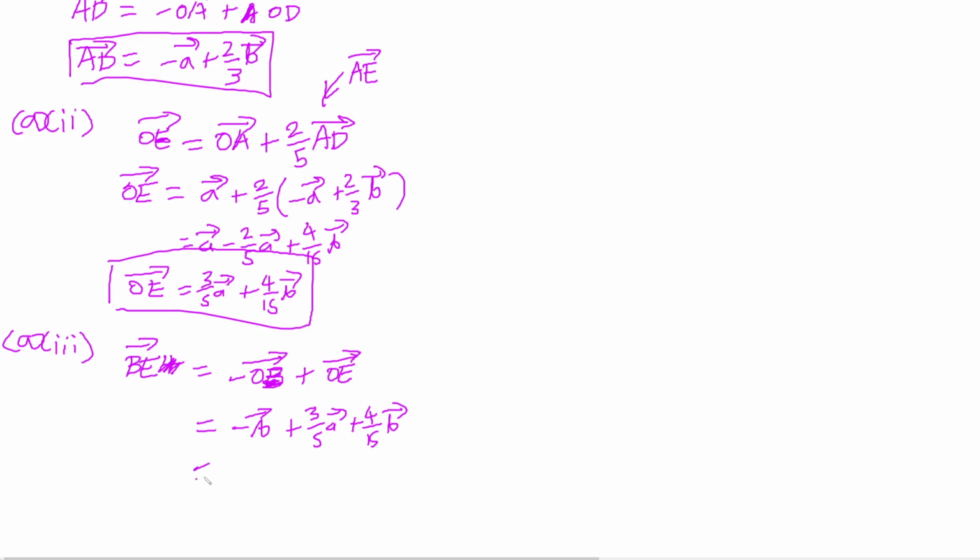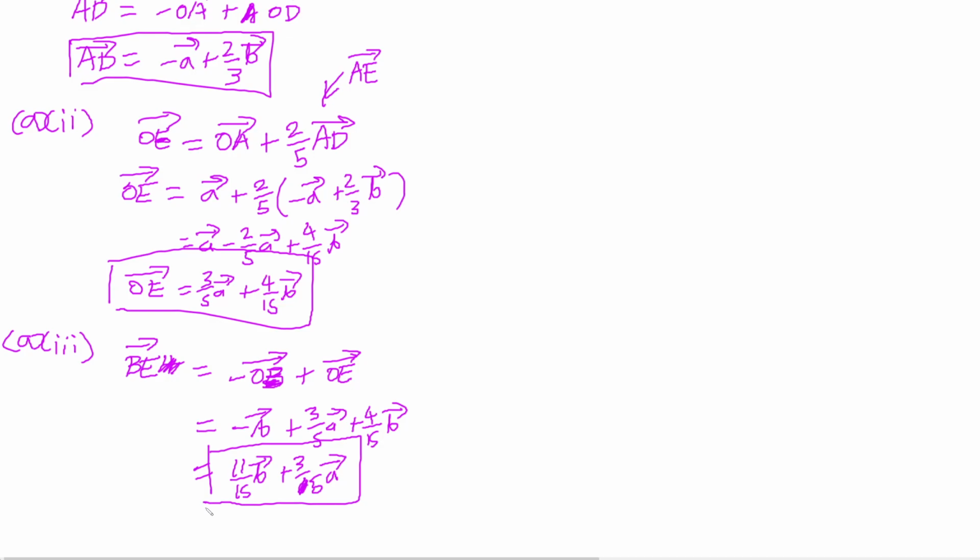Or, to simplify, this is minus 1 plus 4 over 15. Well, if you take away 4 fifteenths, there are 11 fifteenths left. 11 over 15 b plus 3 over 5 a. And note how they ask for just a simplified form in terms of b and a.